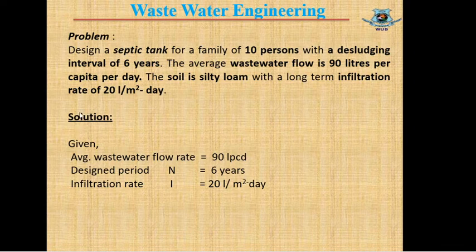Let's design this problem. First, we have picked the data stated in the question here. Average wastewater flow rate, that means Q equal to 90 liter per capita per day. Design period or dislodging period N equal to 6 years. Infiltration rate I equal to 20 liter per meter square per day. Another value P equal to 10 persons.